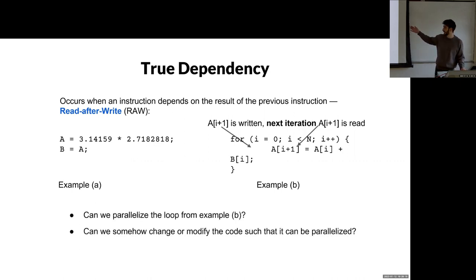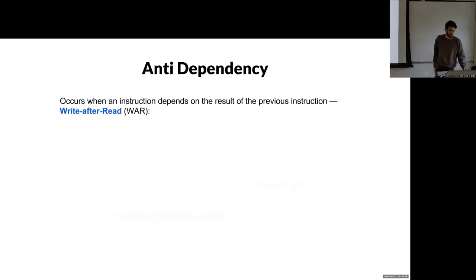So can we parallelize this loop? Well, can we somehow modify this code to be able to parallelize it? We can think about maybe giving it another array, but actually it won't work. When you have true dependency, it's almost impossible to parallelize the loop. You can't play games like giving another pointer, maybe assigning this array to another one. It's impossible. So in most cases with true dependency, you can't parallelize it.